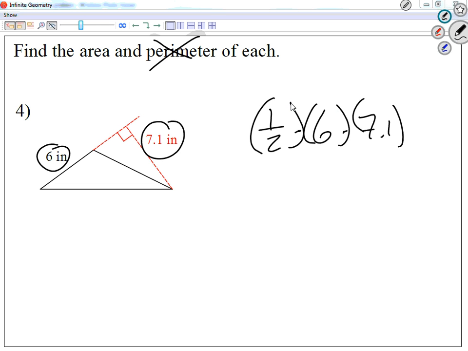Let me write it like that. 1/2 times 6 times 7.1. If you guys are using a calculator, you know 1/2 in decimal is 0.5, so you can do it in a calculator. Remember, once again, the 2 numbers that I'm multiplying are the 2 numbers that cross at 90 degrees, whether the 90 degrees is inside, outside, or on the corner of the triangle. Did somebody get that? 21.3.